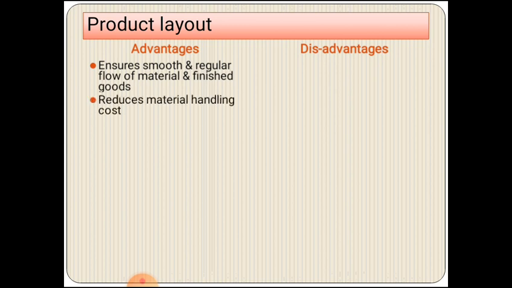In a product layout, as in process layout, there are some advantages. The first one, there is a smooth and regular flow of material and finished product. As it's a line layout, there is no repetition and no backward movement, so material moves in a line, and that's why there is a smooth or regular flow of material and finished goods. Then reduced material handling cost: the product always moves forward, so it requires minimum handling cost.